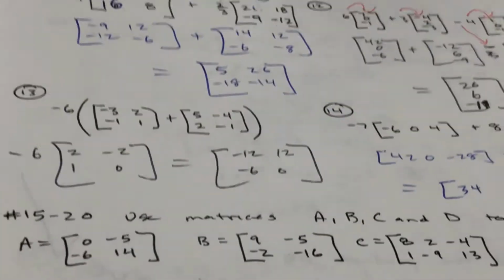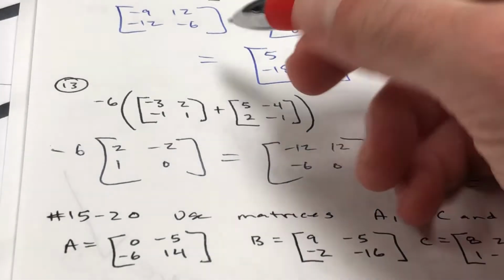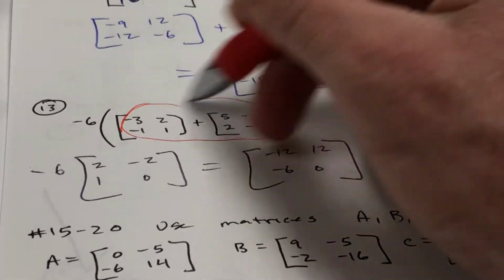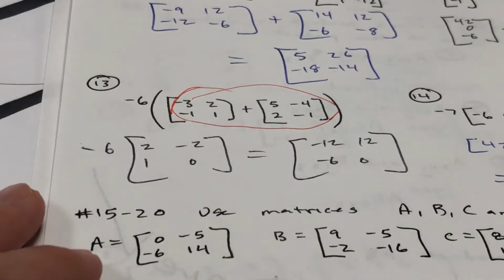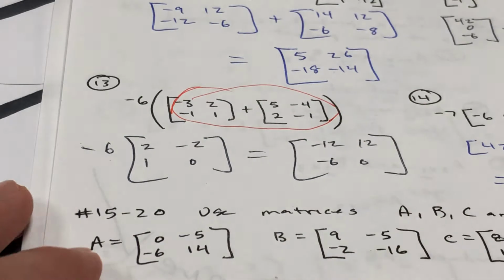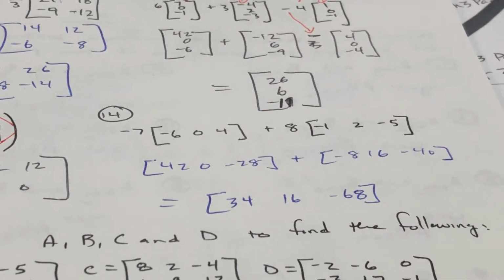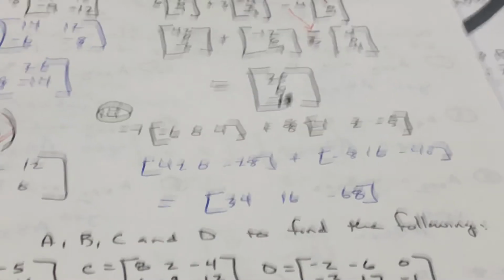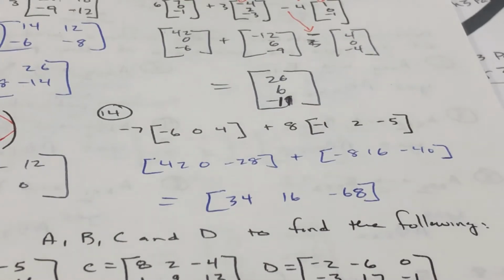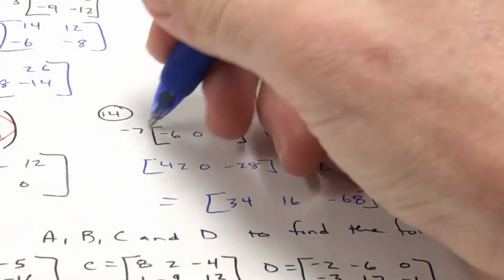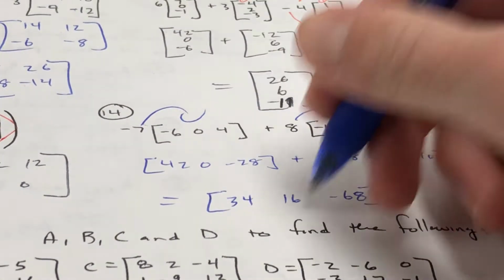All right, on 13, think about those order of operations. I need to add the two matrices in here together first, and then I multiply everything by -6. If I make an arithmetic error, just don't copy it down. Write the correct one. I went through this very quickly. Multiply everything here by -7, then everything here by an 8, and then combine them.